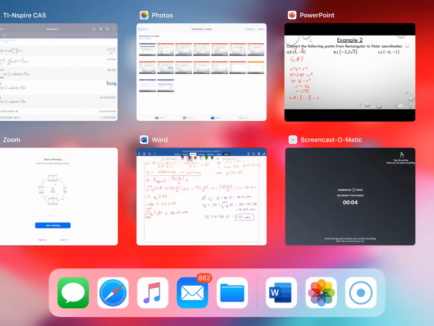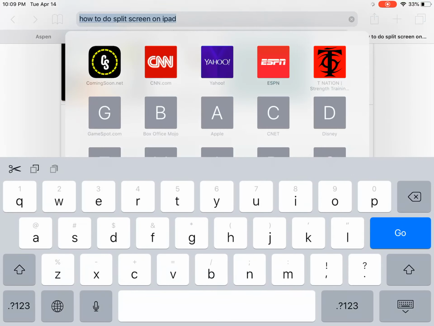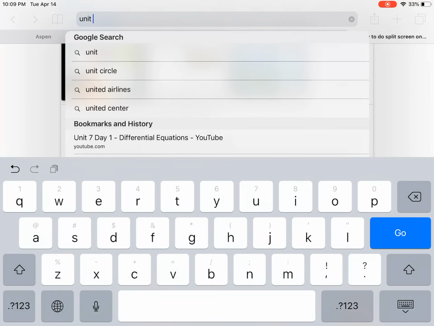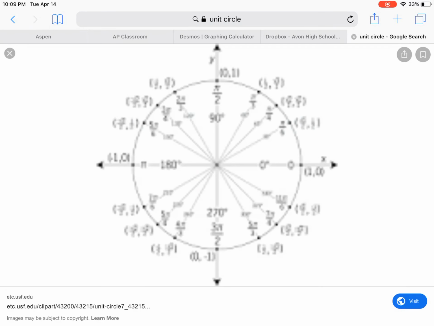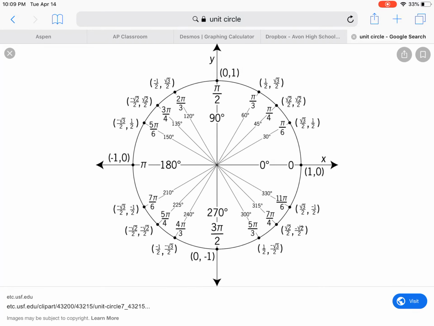Actually, let me see if I can pull up a unit circle really quickly. All right. So unit circle. There we go. All right, so let's look at our unit circle here. So where in this unit circle would tangent be equal to negative 1?